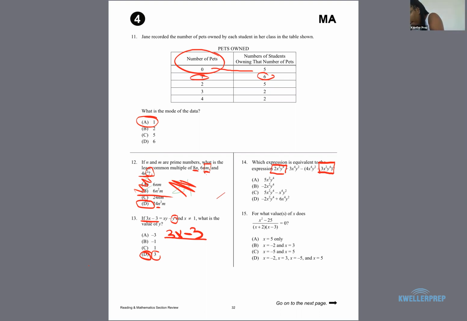And then you have the 3x to the fourth y squared. Well, this one is a little different. You can't add this to 2x squared y to the fourth because they don't have the exact same exponents. You have x to the fourth here, and then you have x squared over here, and y to the fourth over there, and y squared over here. You can't work with them because they don't share the same exponents. But this one over here has the same exponents as 3x to the fourth y squared. So you can add and subtract these two to simplify the equation.